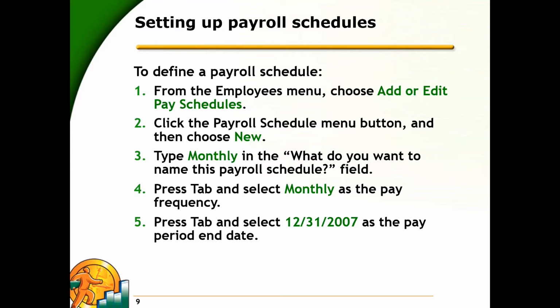So if you remember in this particular Dan's place, we actually had set him up for bi-weekly processing. Click on the payroll schedule menu button and then choose new. Type in monthly in the what do you want to name this payroll schedule. Press tab and select the monthly as the pay frequency. Press the tab and select 12/31/2007 as the pay period end date.